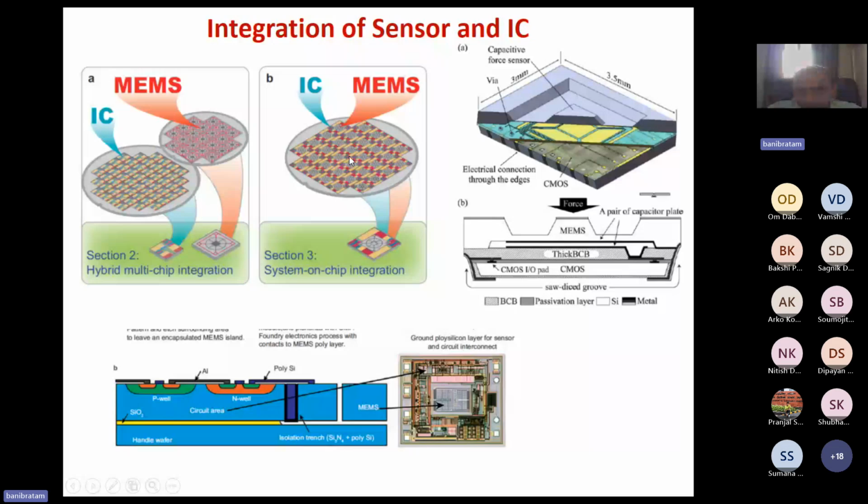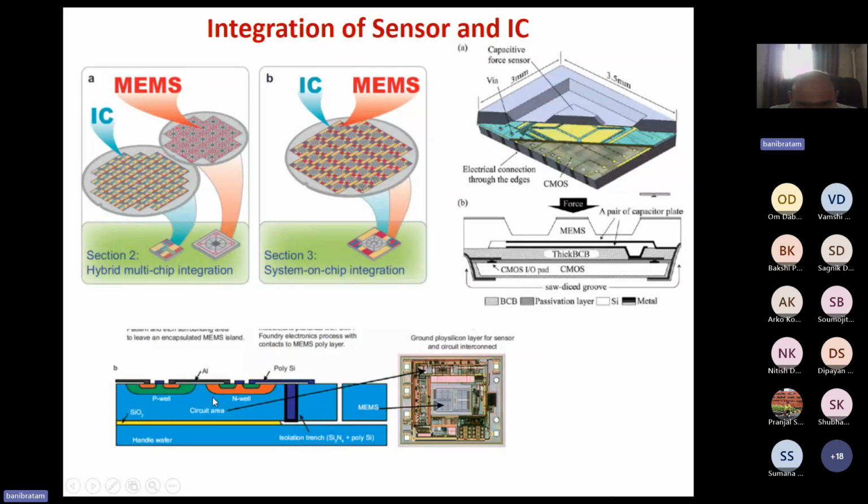Okay, and for that, some actual schematic figures are shown. You can see some capacitive force sensors, and you can consider a 3D structure. On the top portion we have the sensor, in the bottom portion we have the circuit, and they are connected together so that in one wafer itself we have the complete integrated device. You can see here that on the top side you have the MEMS sensor part, the force sensors, and on the bottom side we have the CMOS circuit part, right?